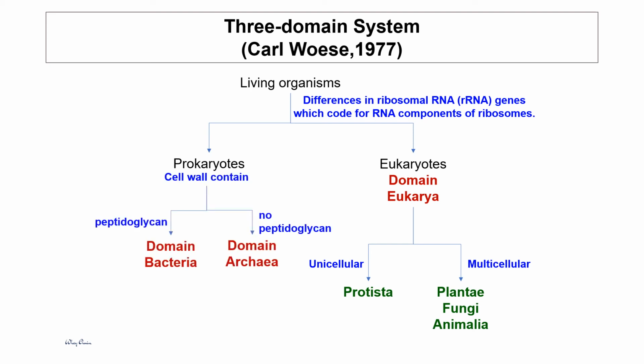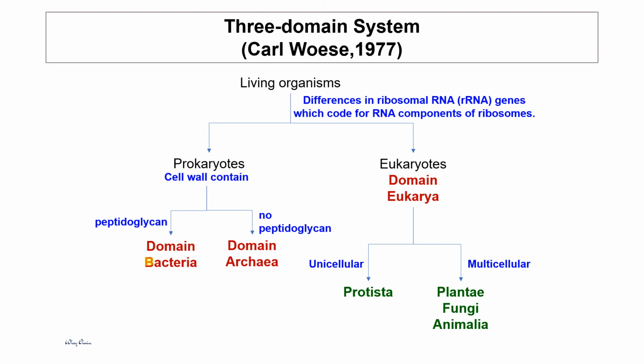However, the prokaryotes can be studied based on the cell wall components. If the cell wall contains peptidoglycan, it will be grouped under domain Bacteria. Notice the writing of the name Bacteria. The first letter is in capital because this is the name of a domain.